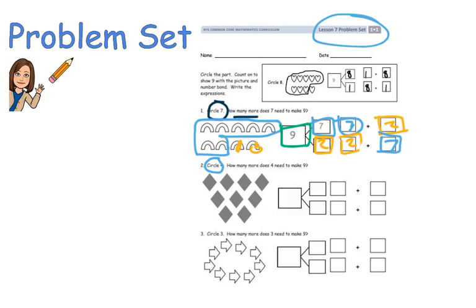Here we go. Circle 4. How many does 4 need to make 9? So pause your video and solve problem number 2.